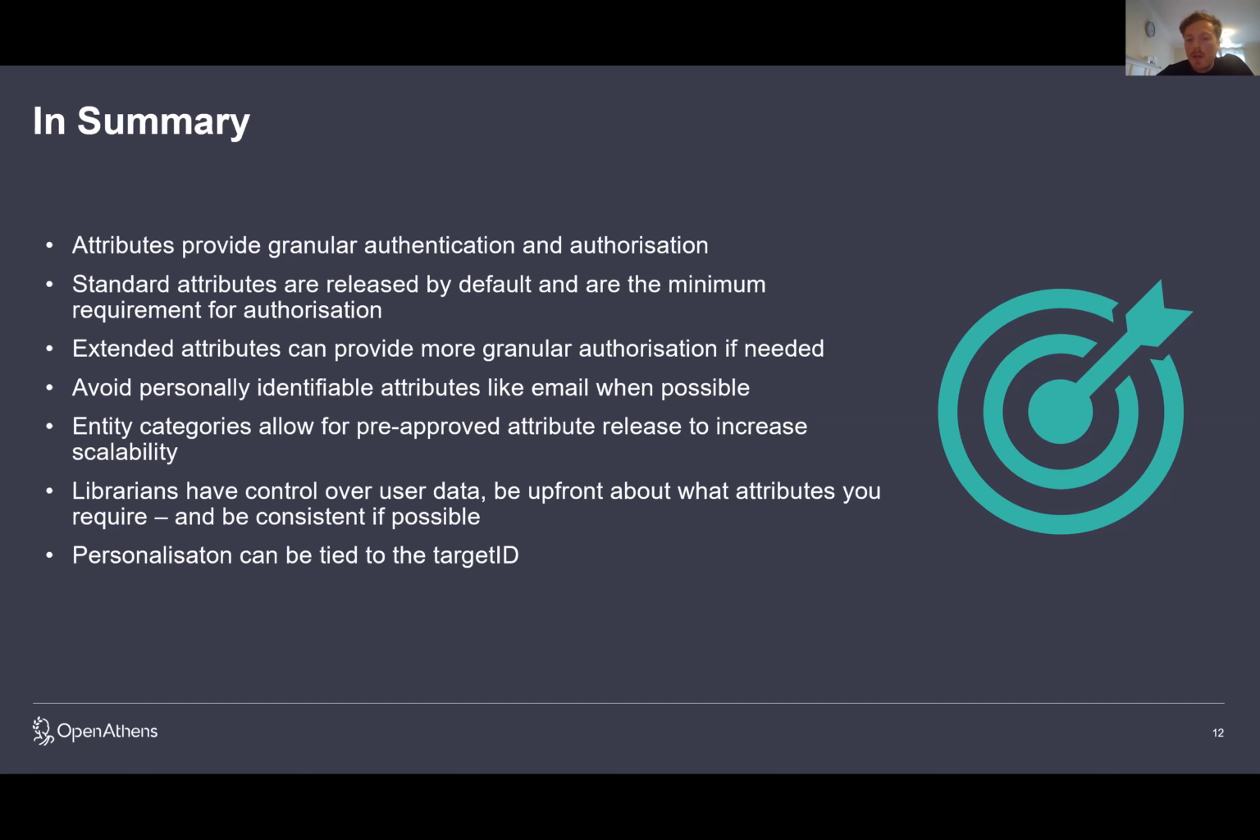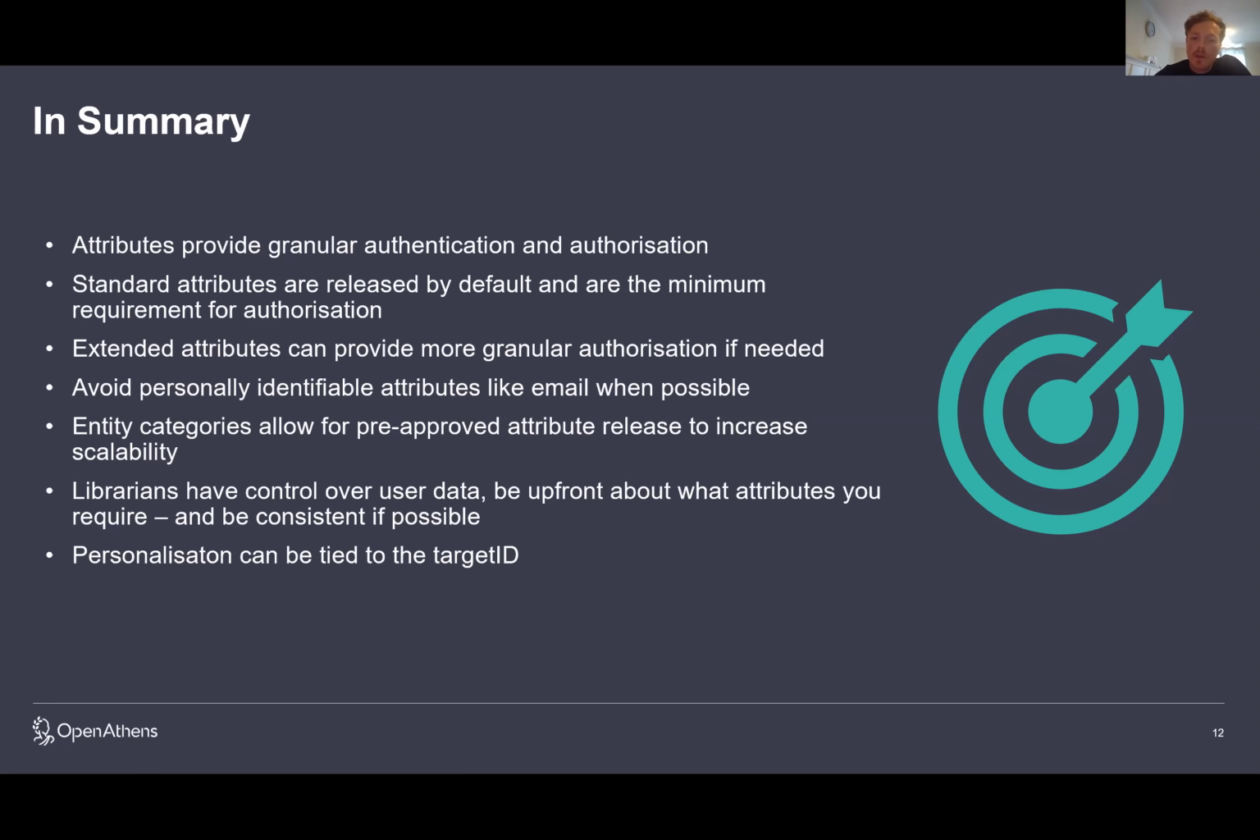Entity categories allow for pre-approved attribute release to increase scalability, and these can also be used for creating essentially mini federations. I think there have been a few pilots now looking at building mini federations by using entity categories and having those pre-approved attribute release policies within that.